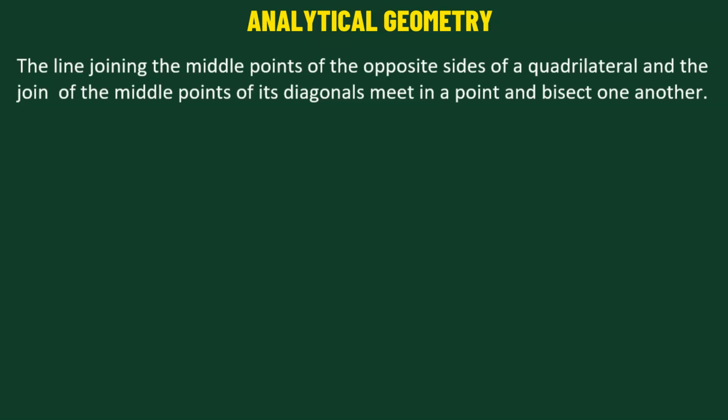So here in this problem, we need to show that the line joining the midpoints of the opposite sides of a quadrilateral and the join of the midpoints of its diagonals meet at a point and they're going to bisect each other. We need to understand this problem graphically first.